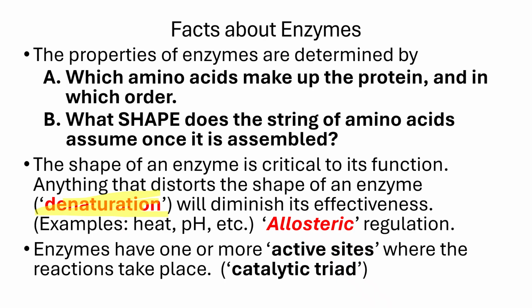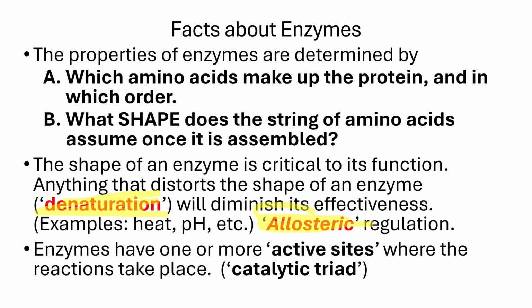Now, on the other hand, there are some times when you want to change the shape of an enzyme a little bit. You change the shape of an enzyme in order to turn it on, to get it to start working, and then you change the shape a little bit to turn it off again. In that case, a deliberate change in shape that is critical to the function of the enzyme is referred to as an allosteric interaction.